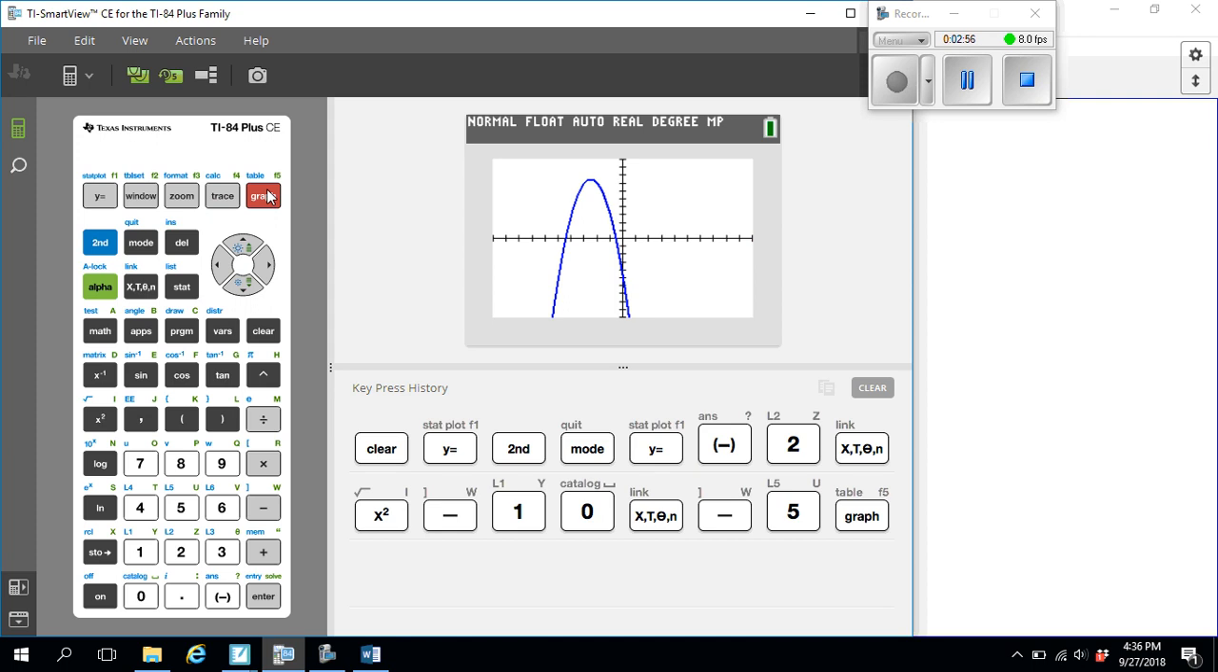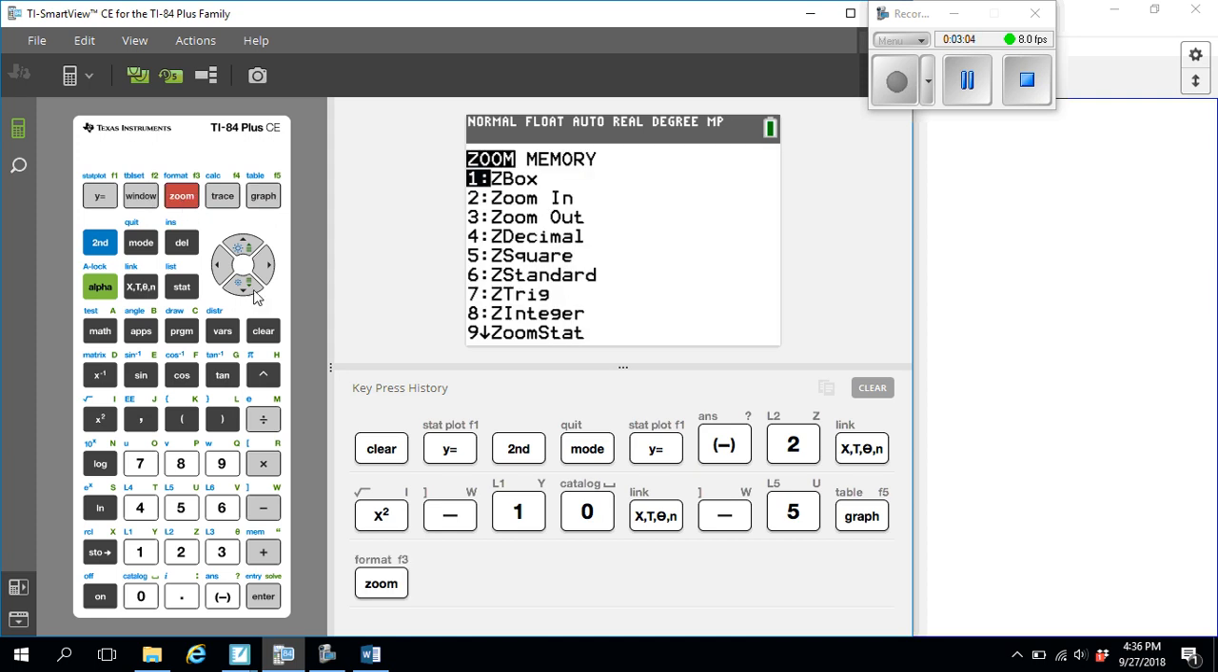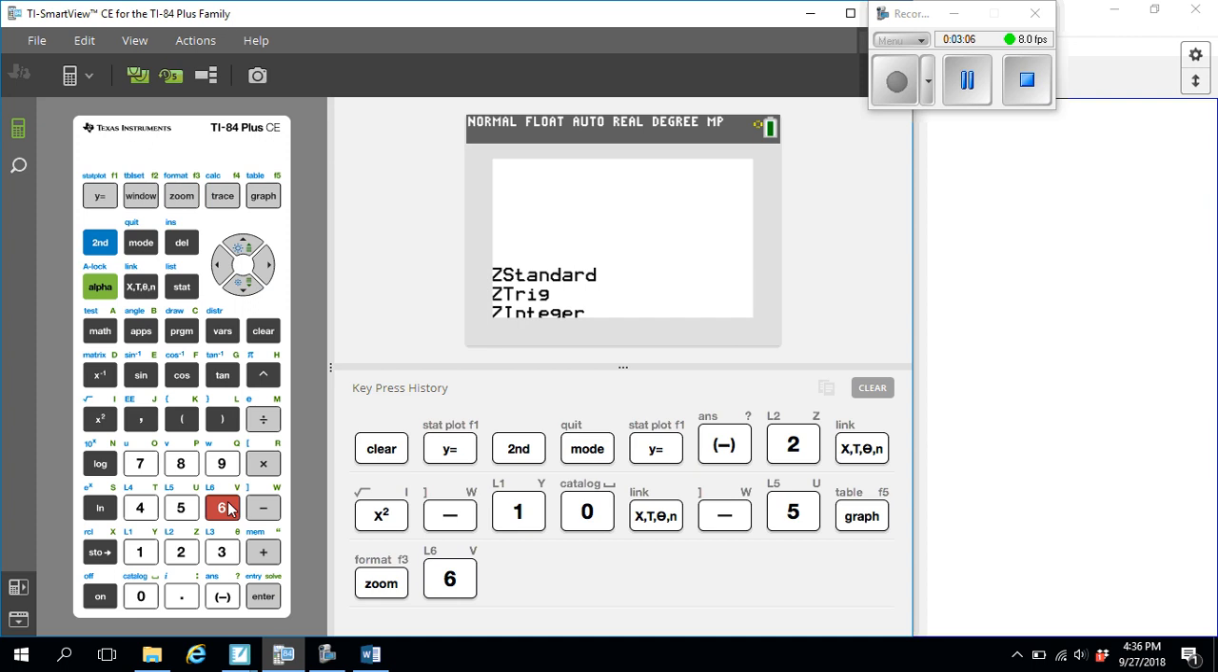If you want to make sure that your window is working properly, you can always go to Zoom and then go to number 6. That's Zoom Standard. That gives you a minimum and maximum for the x values at negative 10 and positive 10, and the same thing for the y values. Now what we need to do is figure out what this vertex is, and we're going to use the graphing calculator to figure that out.